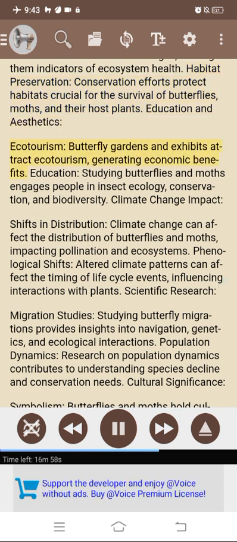Education and aesthetics. Ecotourism. Butterfly gardens and exhibits attract ecotourism, generating economic benefits. Education. Studying butterflies and moths engages people in insect ecology, conservation, and biodiversity.